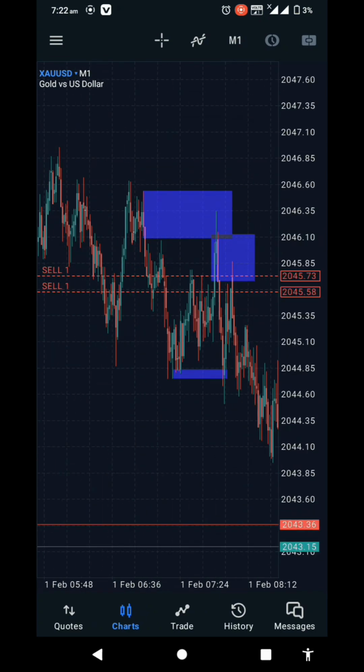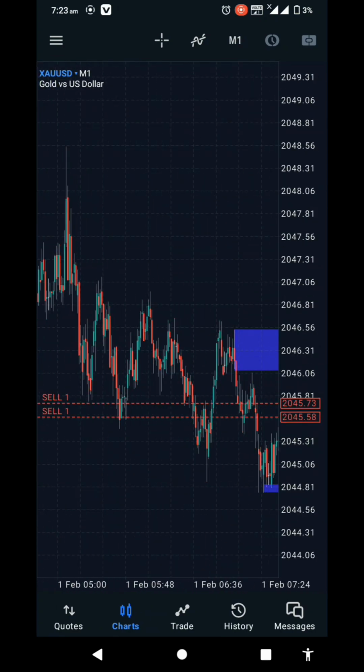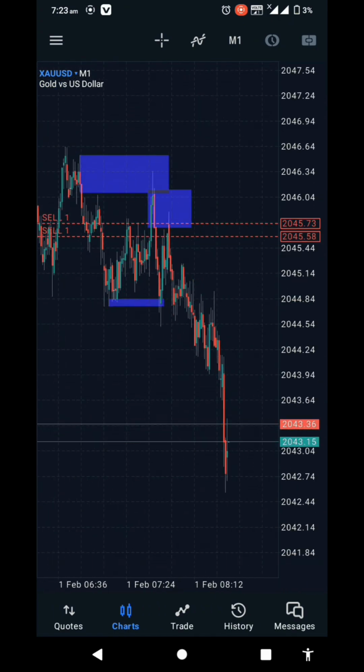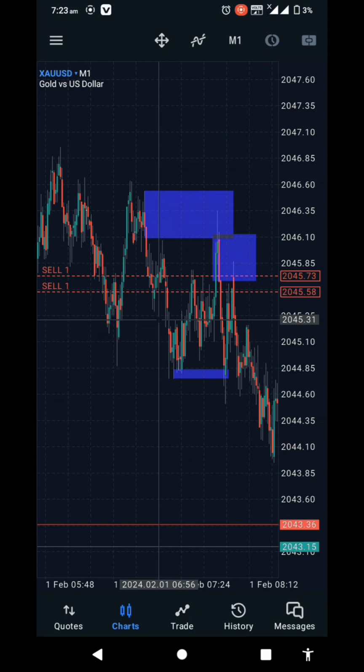So I came to my 1 minute because I wasn't awake then. It was all forming, pushing downwards. What I did was I came here, mapped it out, then it pushed down to my entries. That was a sniper. That's why we are called Bullion Sniper Forex Trades. So it came here and tapped into my entry, then started pushing down.